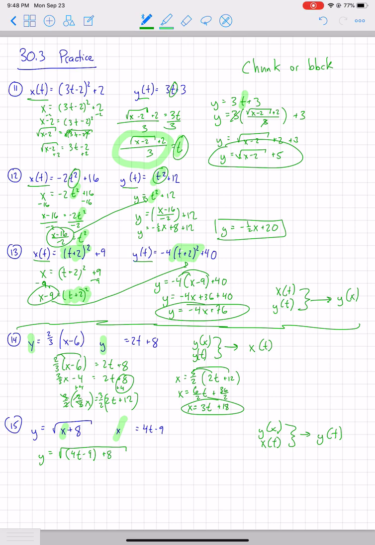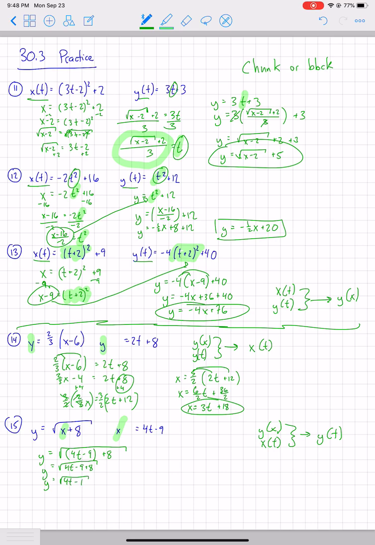If we look at this, we really don't need those parentheses because there's nothing else really going on. So let's just rewrite that without the parentheses. This is probably a step that you don't need to show on your work, but I like showing it as a teacher. So then we get the square root of 4t minus 1.